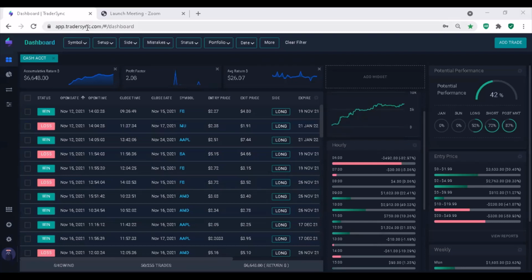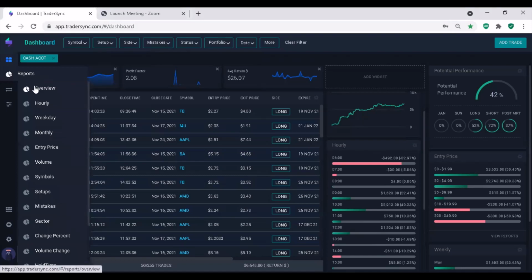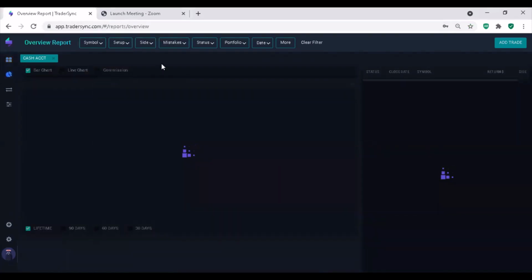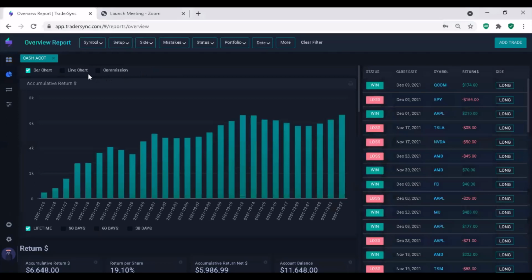So let me give you a virtual tour to enroll you and excite you about the power that this has. So this is one of my portfolios. If you load it up, and then go to portfolio and measure my performance, then go to reports, go to overview, it's going to break down your profit and loss.